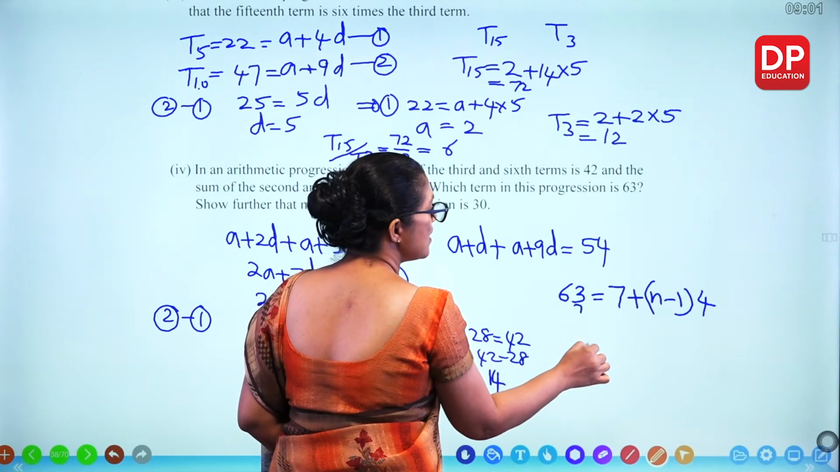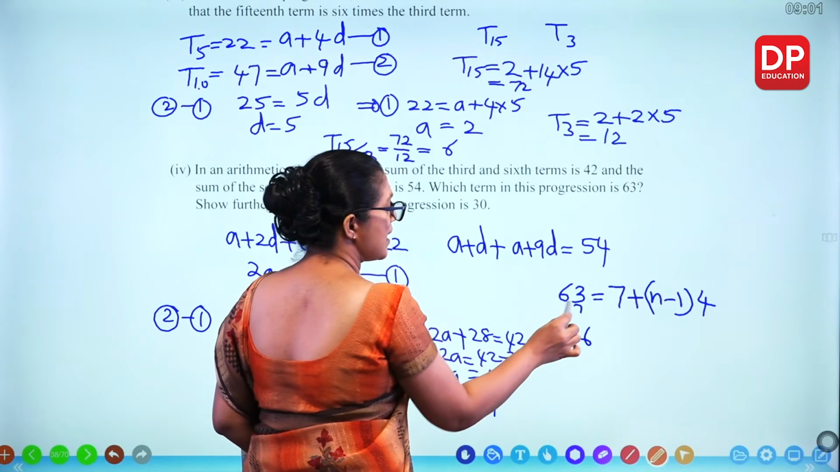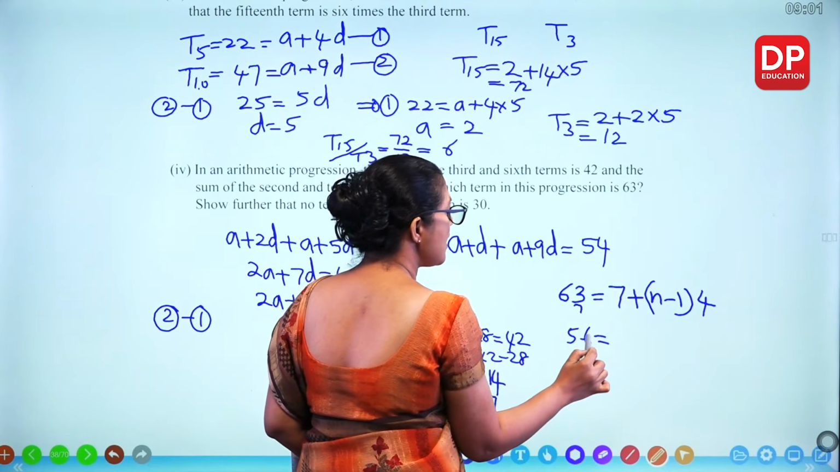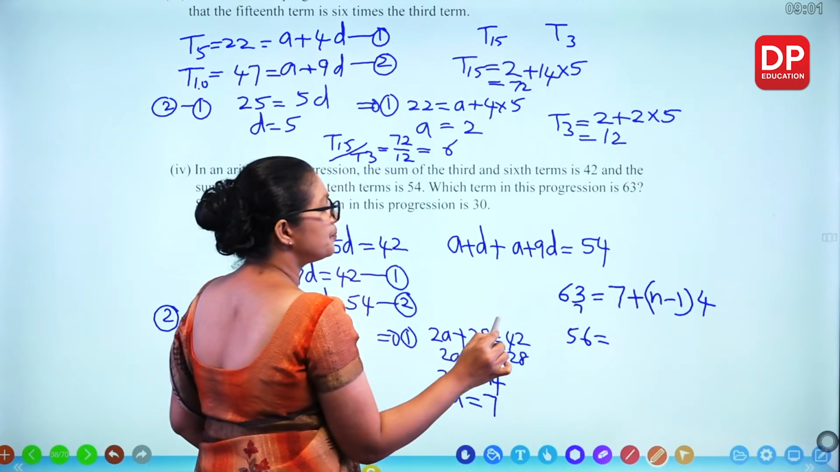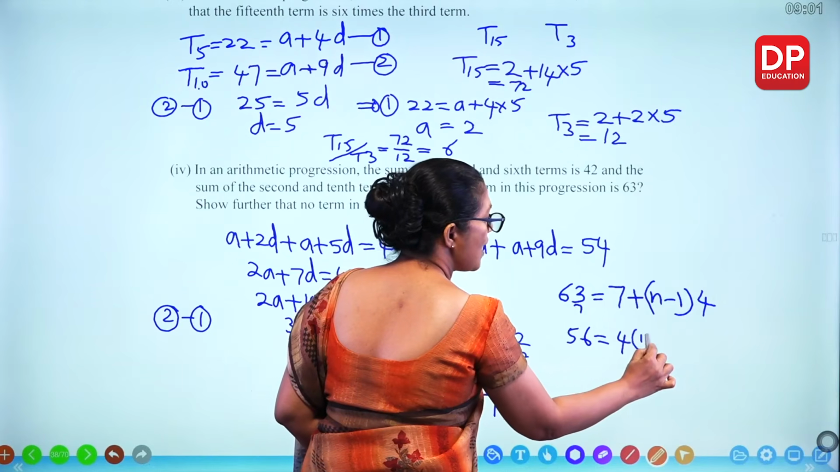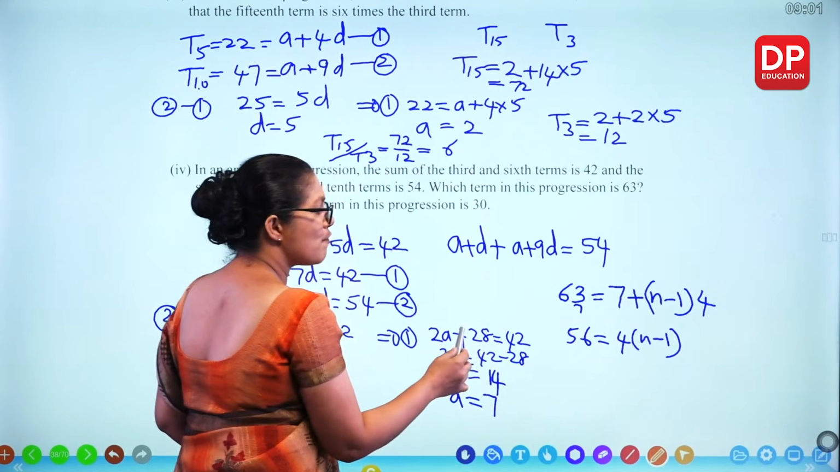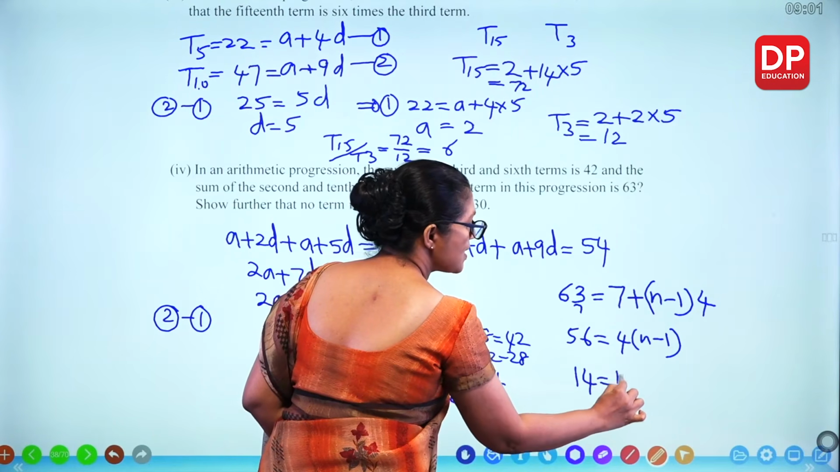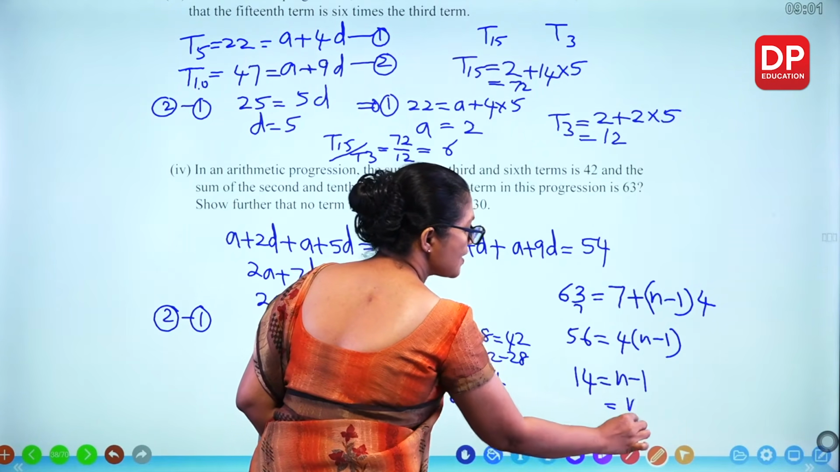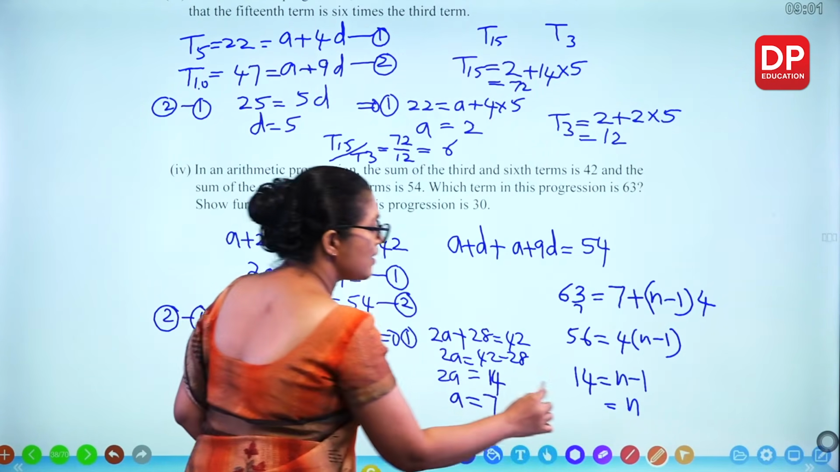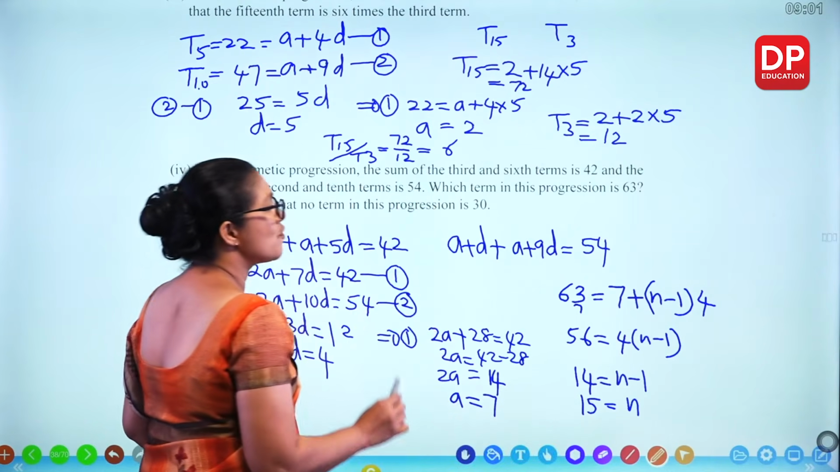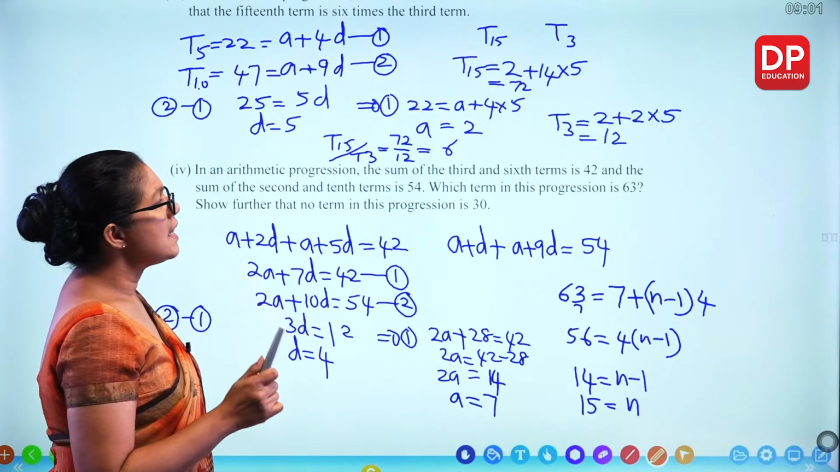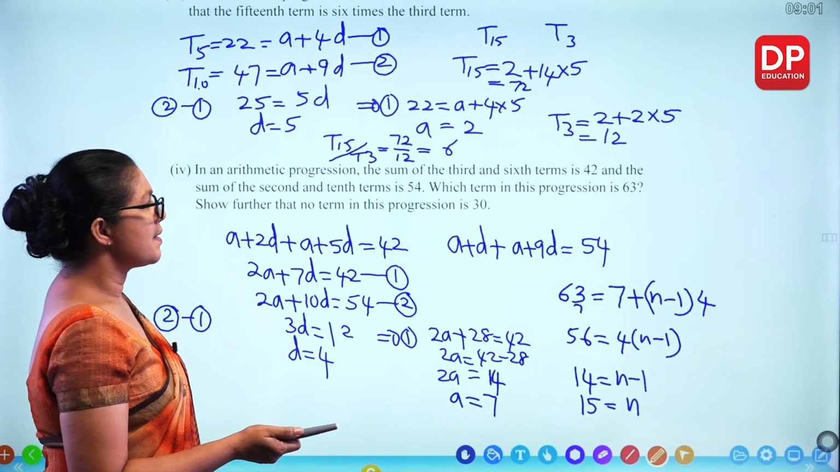You get 56 is equal to 4 times n minus 1. Divide both sides by 4. You get 14 equals n minus 1. So what's the n value? Add 1 to that, you get 15. So we can say the 15th term is 63.